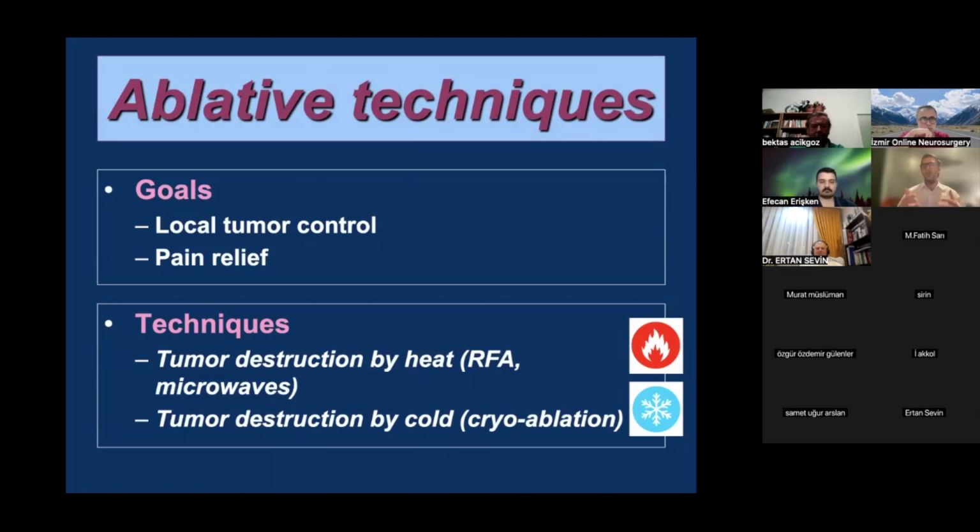It is mainly dedicated to metastasis of the spine, the pelvic bone and the sacrum. The goal is first to obtain pain relief, because usually these lesions are painful, and also to have local tumor control to avoid the spread and progression of the metastasis. You can treat this lesion either by heat, using radiofrequency ablation or microwave, or by cold, using the cryoablation technique. So we will talk about these two techniques.